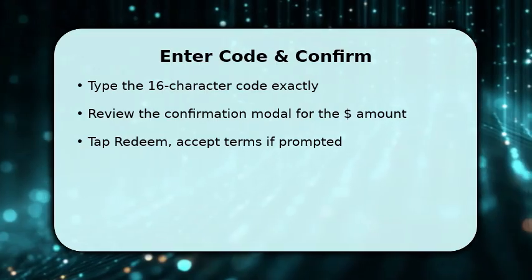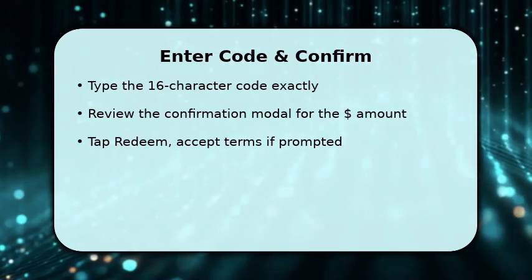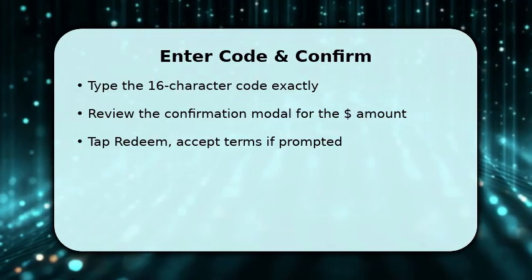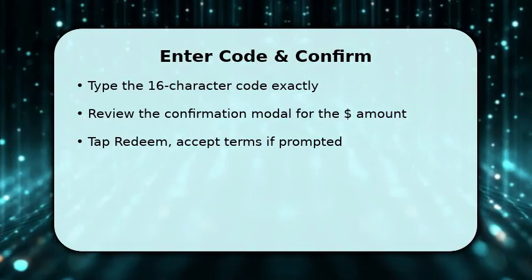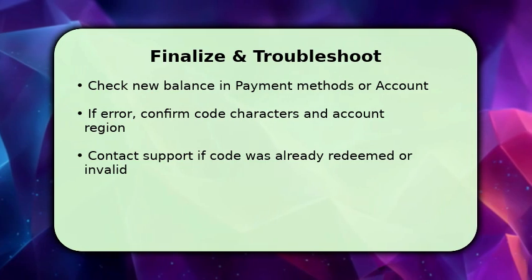After that, tap Redeem and accept any terms. Google may prompt for a password or two-step confirmation if security is active. Once accepted, the balance updates immediately, but make sure to refresh your payment. Finish by checking your updated balance under Payment Methods or Account to confirm funds are available for purchases.